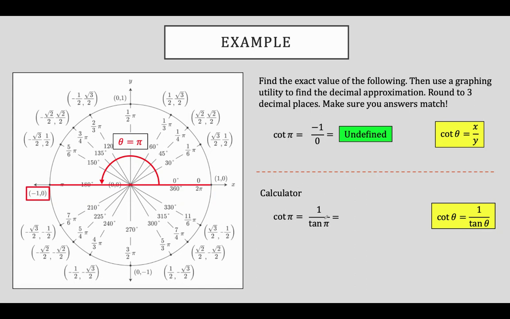Plugging that in, our calculator will say error. Why does it say error? Because the value is undefined. We are dividing by 0.